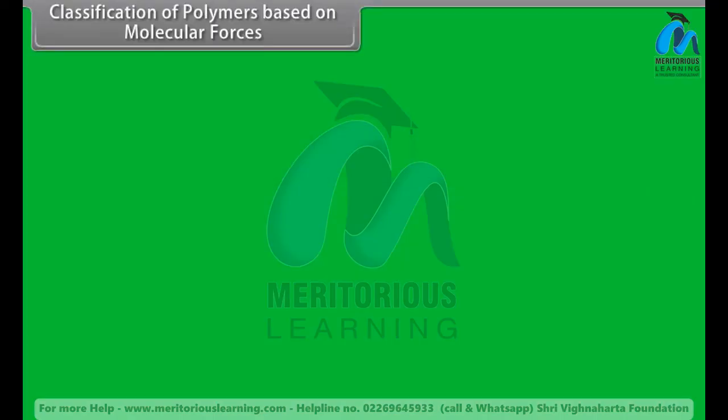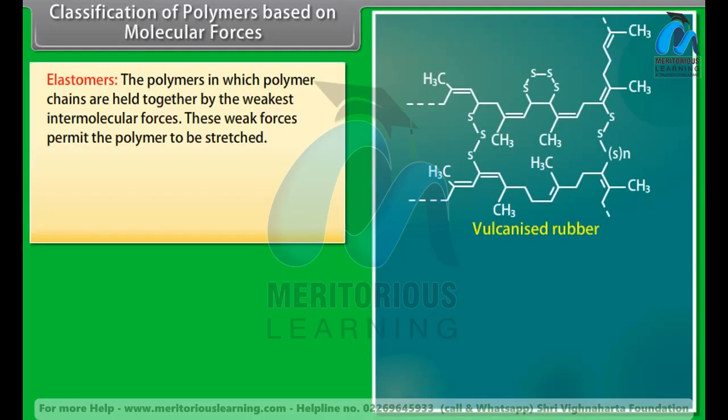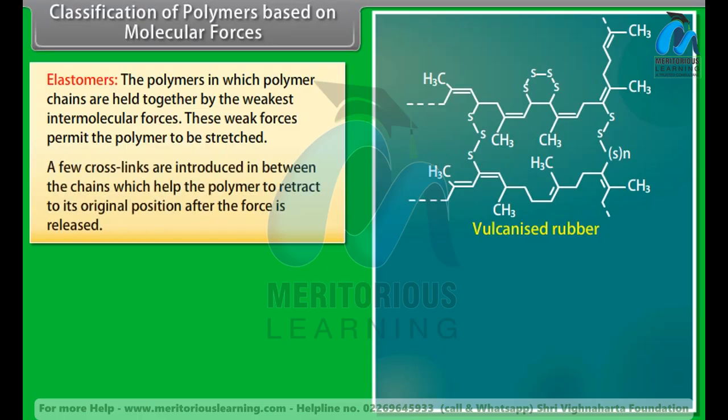Classification of polymers based on molecular forces. Under this type of classification, there are four subcategories. Elastomers. The polymers in which polymer chains are held together by the weakest intermolecular forces. These weak forces permit the polymer to be stretched. A few crosslinks are introduced in between the chains, which help the polymer to retract to its original position after the force is released. For example, vulcanized rubber.